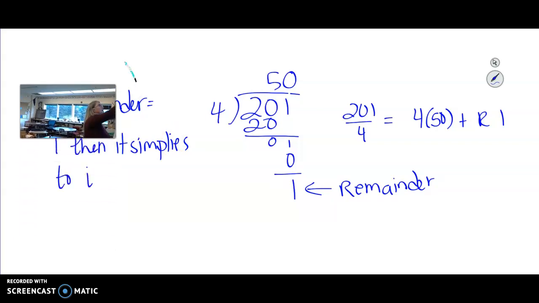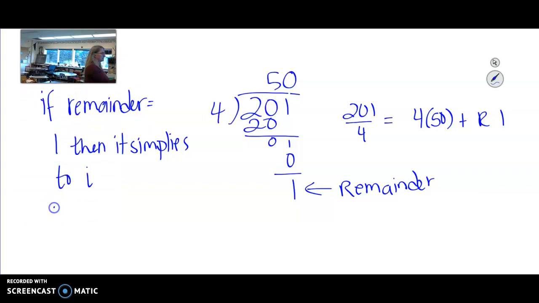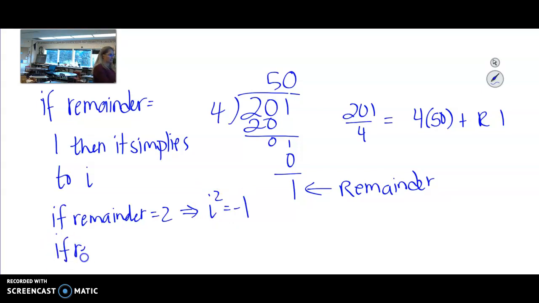If the remainder is 2 when dividing the exponent by 4, then it is equivalent to i squared, which is negative 1. If the remainder is 3, then it's going to be the same thing as i to the 3rd power, which was negative i.